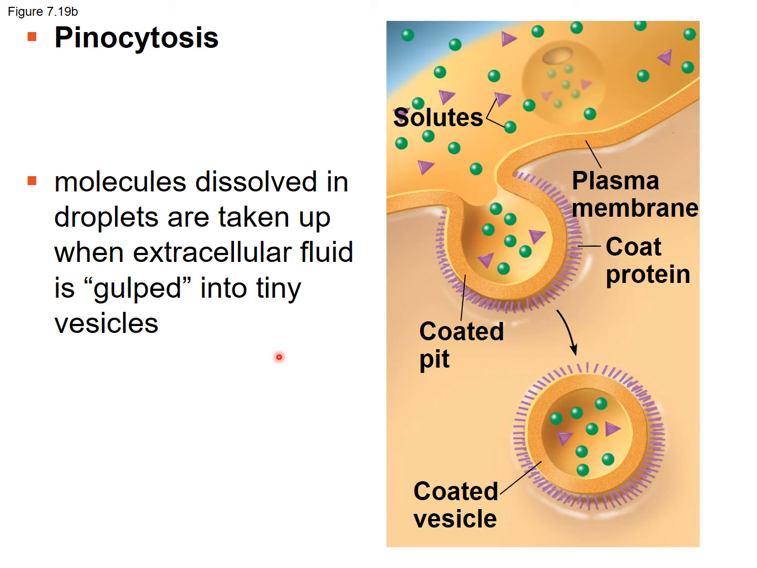Pinocytosis allows the cell to create vesicles along the surface of the membrane to take in small molecules and water. So it's like drinking, right? So what forms with pinocytosis are coated vesicles. They've got proteins that coat the vesicles, and they're handled in a different way.